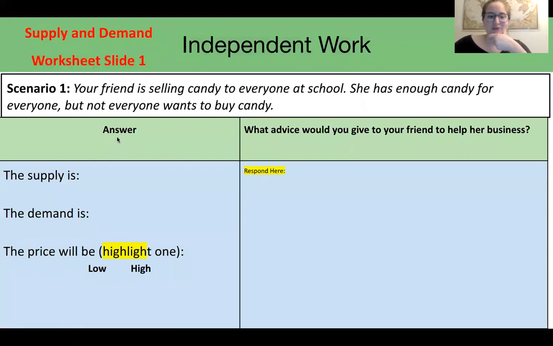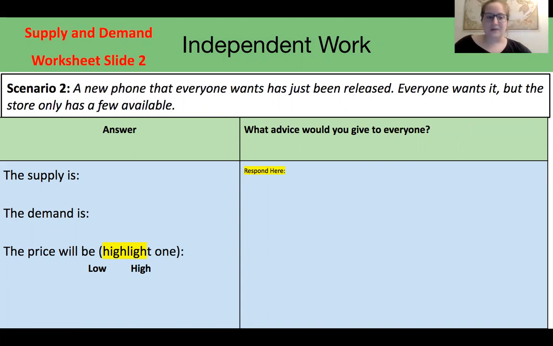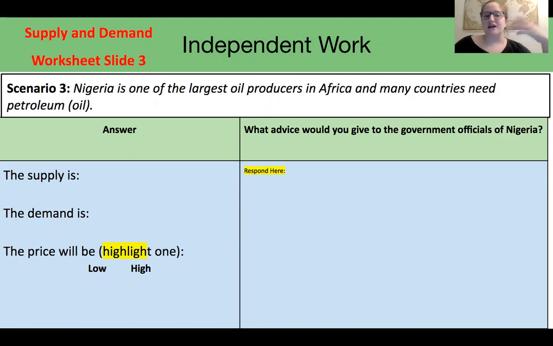So for example, your friend is selling candy to everyone at school. She has enough candy for everyone, but not everyone wants candy. Kids are then asked to think about the supply and demand. And then they're giving their friend some business advice. So they're taking on the role and acting out, how would I help my friend in this economic situation? Then there's another one about a new phone being released, another one about oil in Nigeria, where they have to actually advise the government officials.